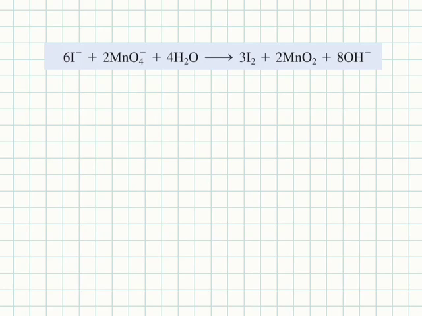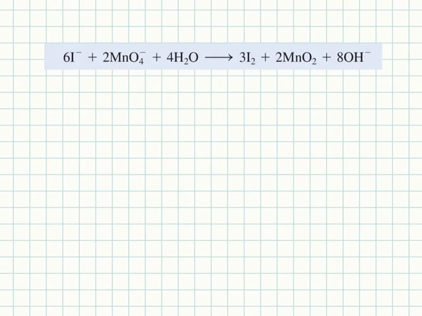We have a chemical reaction in front of us, rather complicated looking. Iodide ions are reacting with permanganate ions and water to produce iodine, manganese dioxide, and hydroxide ions. Is this a redox reaction? Well, to decide that, let's start by putting in oxidation states.